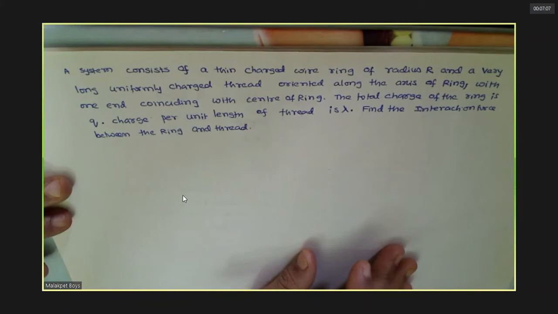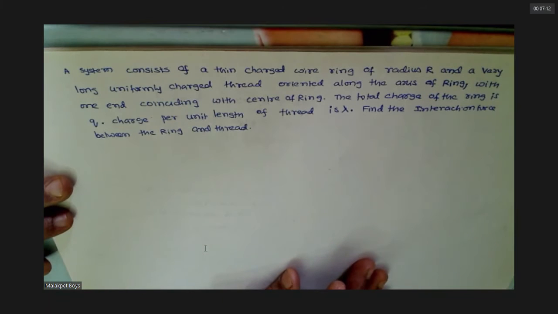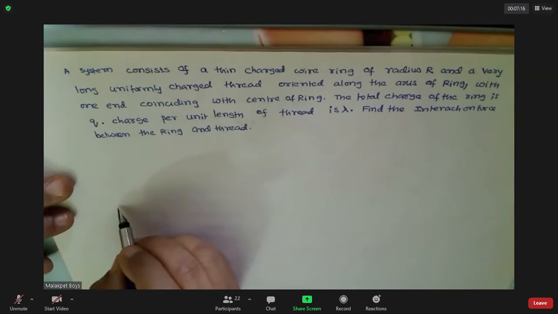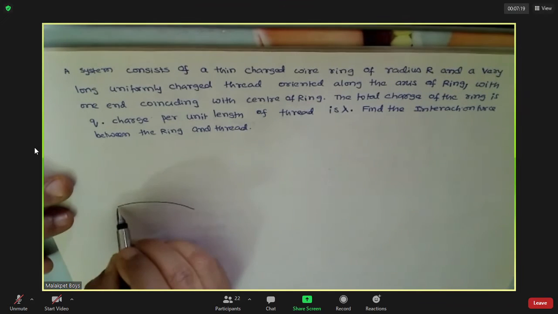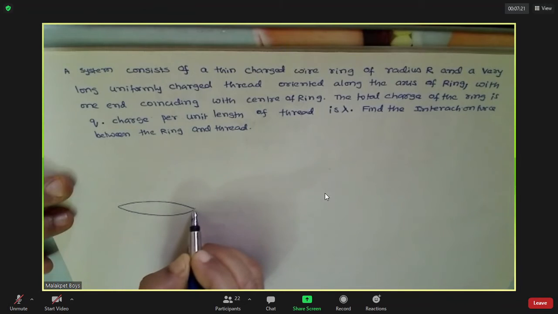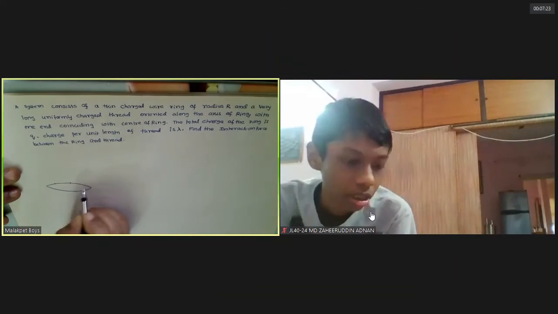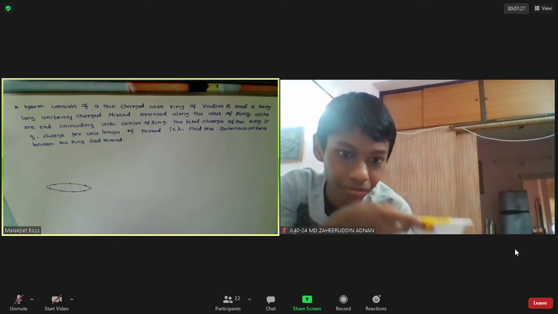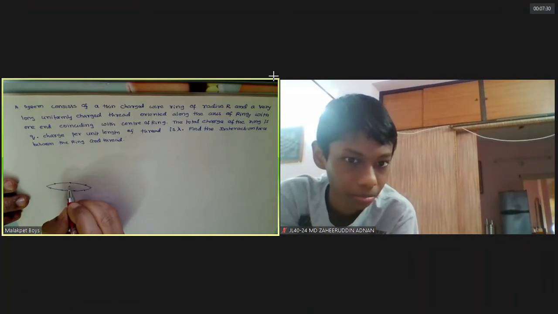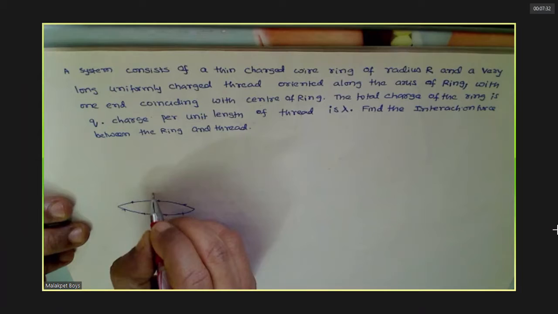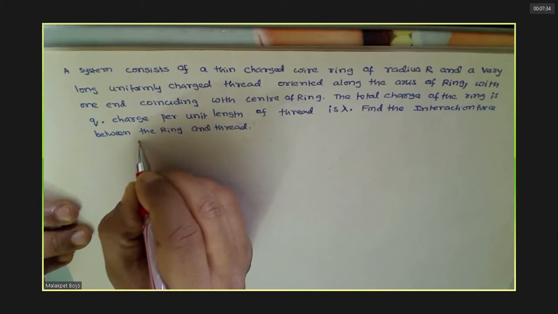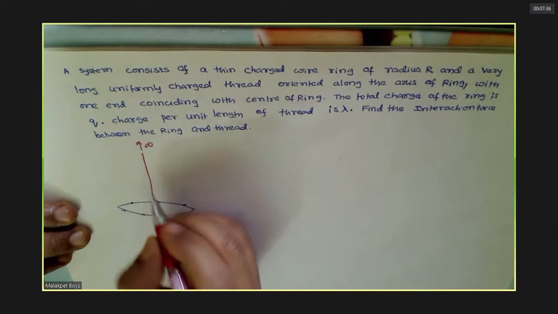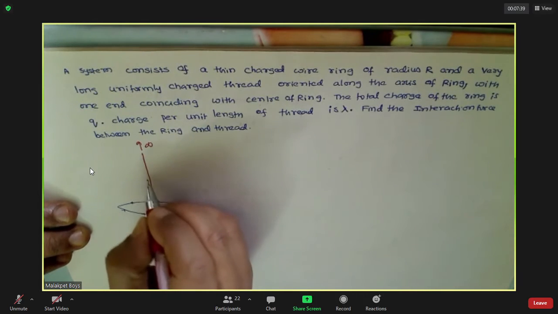Note down the question. Understood, sir. This is a thread. There is charge on this. So this is the ring. There is a thread oriented like this. One end is this. The other end goes to infinity. This is also having a positive charge.